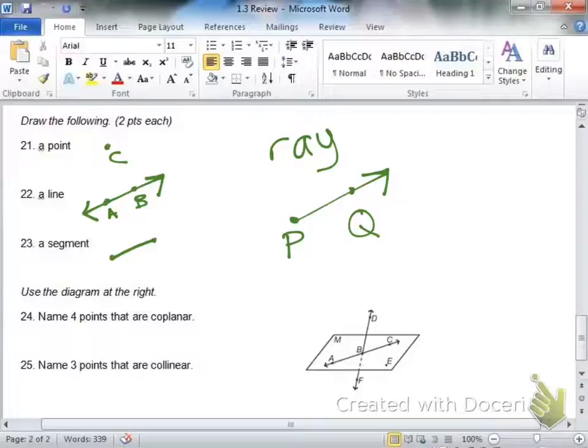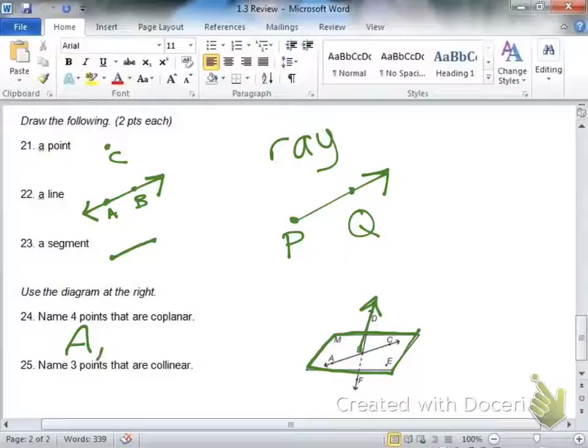All right, number 24. Name 4 points that are coplanar. So remember, this is like, let's say we have my iPod, right? And then like a marker shooting out of the top. So it looks something like this, right? The red cap of the marker, that's point D. Down here is point F. And then I'm actually looking for 4 points that are on that flat surface. So what are 4 points that are on the flat surface?